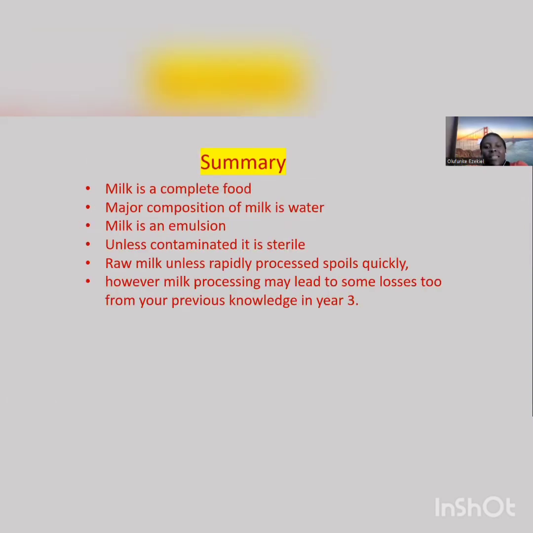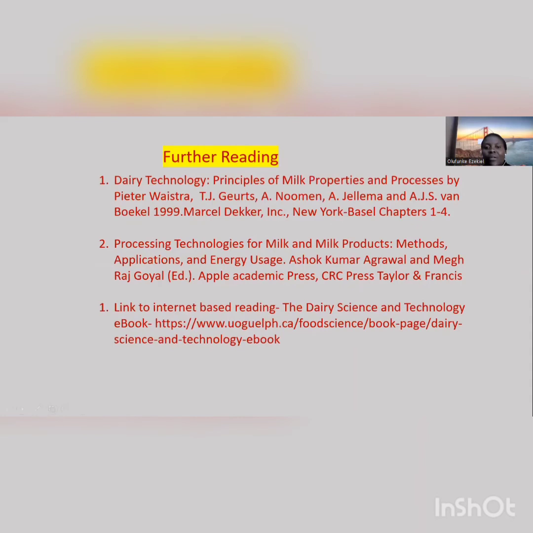In summary, milk is a complete food, and the major composition of milk is water, about 80 to 85% water. You can also see that milk is an emulsion, a fat in water emulsion. And unless contaminated, it is sterile. Raw milk, unless rapidly processed, spoils quickly. However, milk processing may lead to some losses too, from your previous knowledge in year 3. You can see that milk, when processed, will lose some of its nutrients.